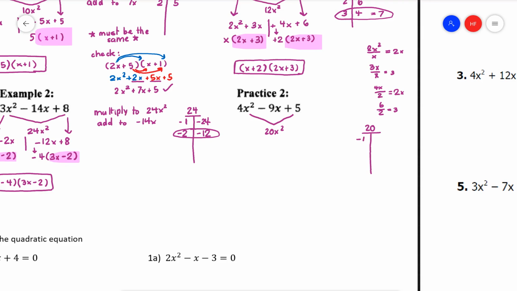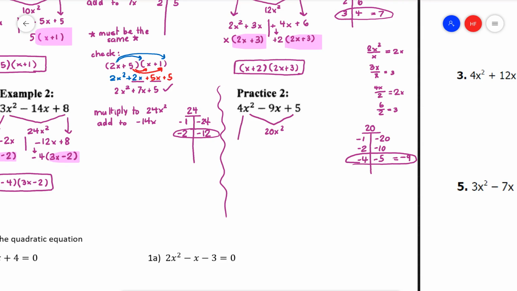So negative 1 times negative 20. Do those add to negative 9? No. Negative 2 times negative 10. Those add to negative 12, so no. Can't use 3. 4. Negative 4, negative 5. Those do add to negative 9. So negative 4 and negative 5 are going to be the factors that I'm using to break apart that 20x squared.